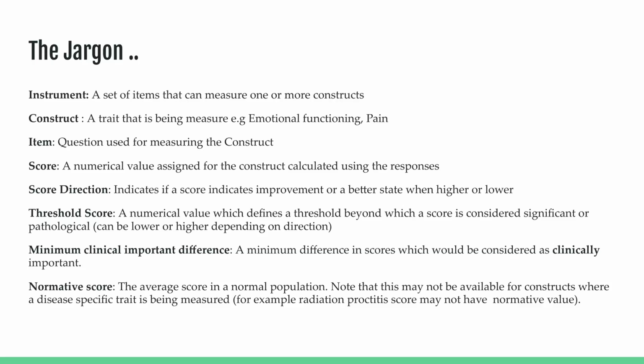And the next score metric that can be provided by several patient reported outcome measures, particularly where normal population scores have been taken, is a normative score. The normative score is different from a threshold score because it describes the average score for that construct in a normal population. Now, this, as you understood, cannot be obtained in constructs where a disease specific trait is being measured. For example, a patient reported outcome measure which measures the severity of radiation proctitis will not have a normative value because a normal population is not expected to have radiation proctitis.